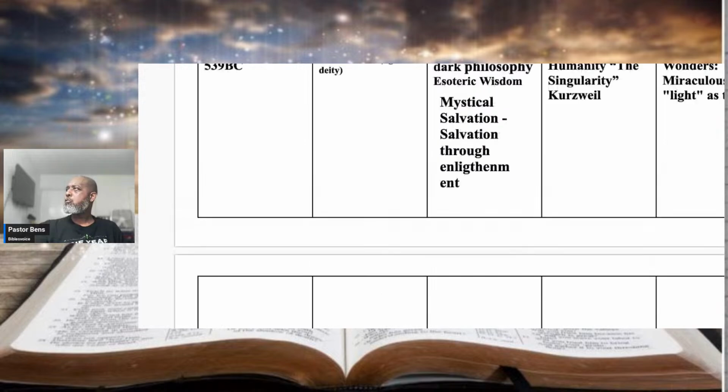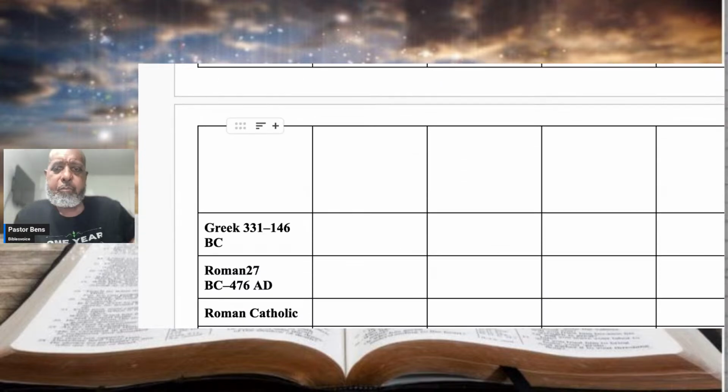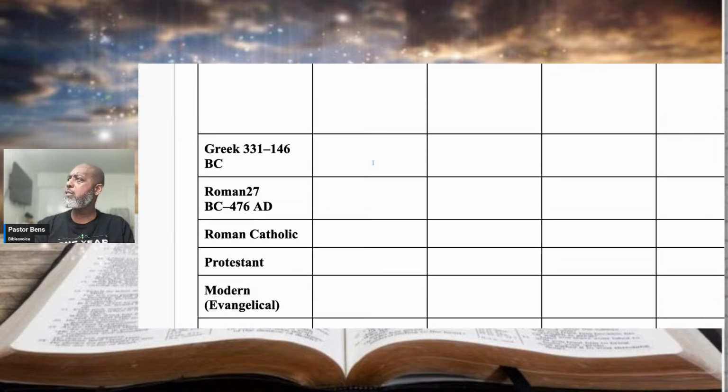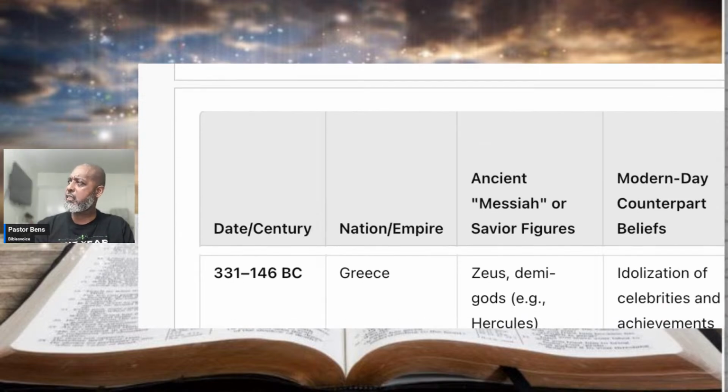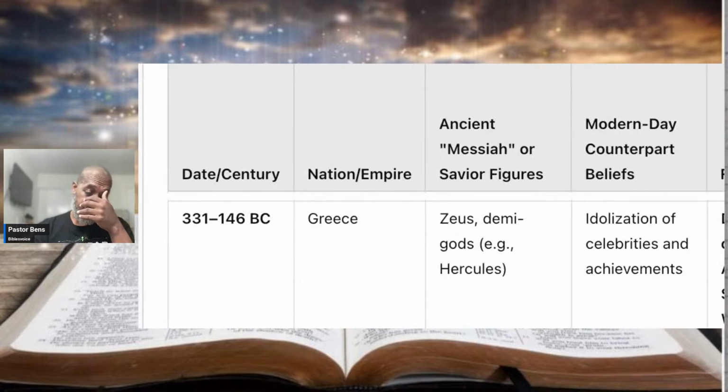So after the Medo-Persians, we have the Greeks that came in with Alexander the Great. And we're going to look at what did they bring to the table as far as trying to prepare the world to receive a false Messiah, and more specifically, the Israelites, believers. Okay, we're going to take a deep dive tonight. So let's get into this tonight, because again, Matthew 24 said there will be false messiahs.